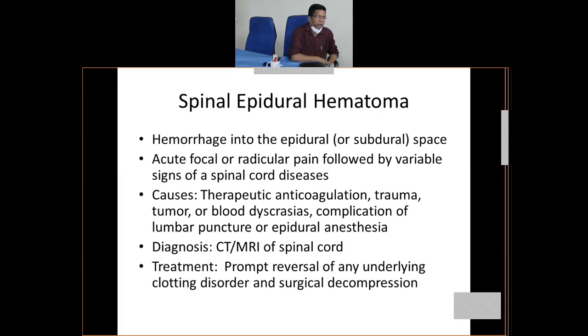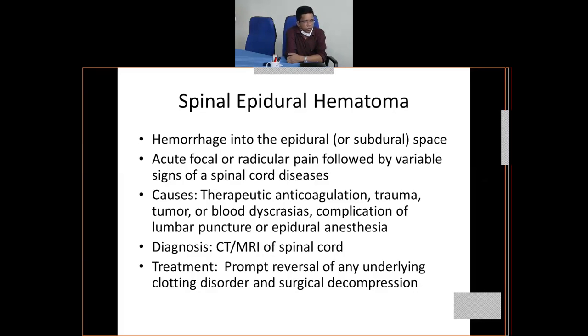Spinal epidural or subdural hematoma is hemorrhage into the subdural space. Usually the patient presents with the same features as subdural abscess. There will be focal or radicular pain, with variable signs of spinal cord disease. This may happen during therapeutic anticoagulation, like when you are giving heparin or oral anticoagulants like acenocoumarol and warfarin for some other reasons, and the patient may develop bleeding in the epidural space.